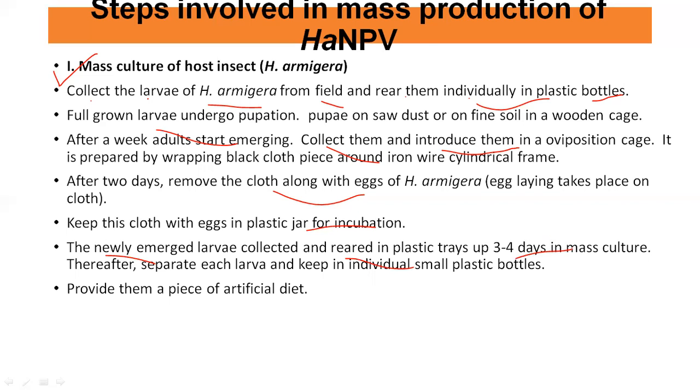After that, the larvae need to be separated, as I already told you previously, and kept in individual small plastic bottles. Why? To avoid cannibalism. Provide them a piece of artificial diet. In the laboratory it's not possible to give the natural diet, so we need a different artificial diet for feeding purposes.